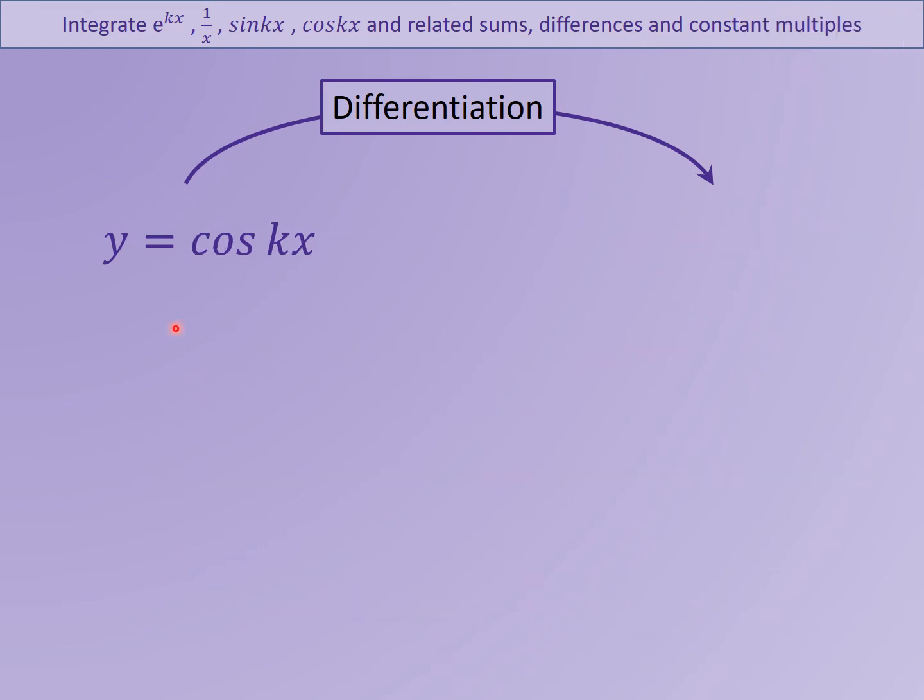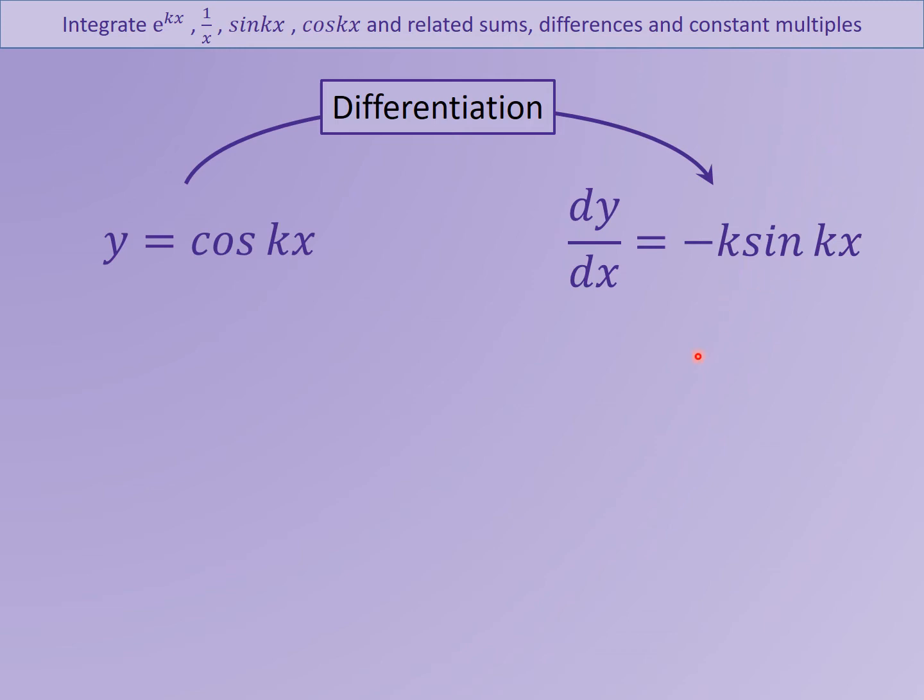Okay, so let's have a look at cos kx then. Well, we know that when we differentiate this, yes, the k is going to come to the front, but also that cos goes to minus sine. That's because it starts up there at 1 and straight away its gradient goes down. So it's minus sine.